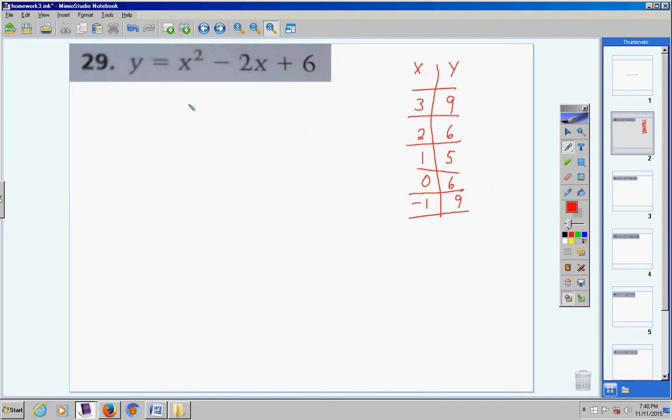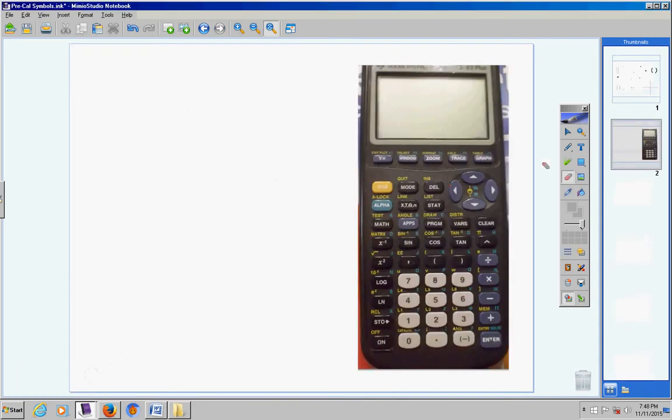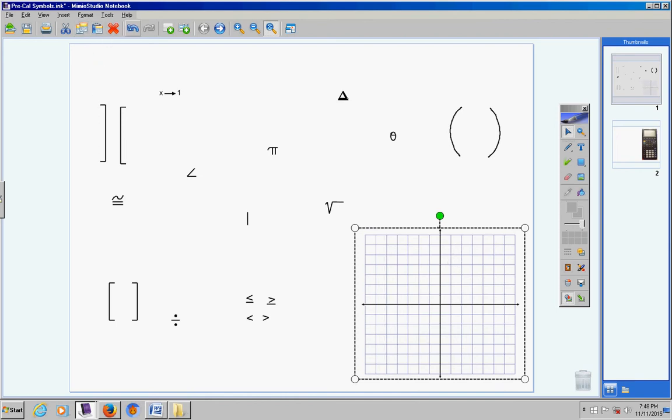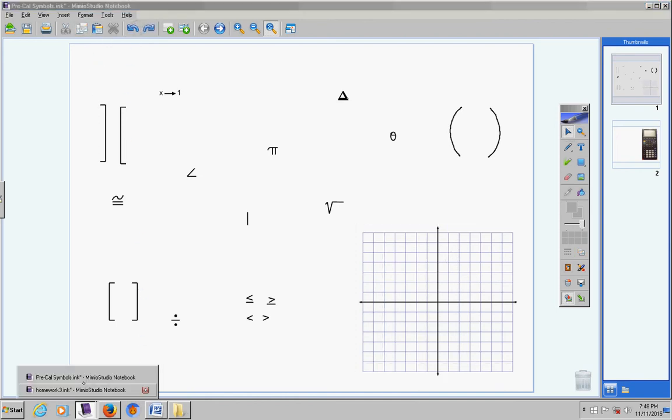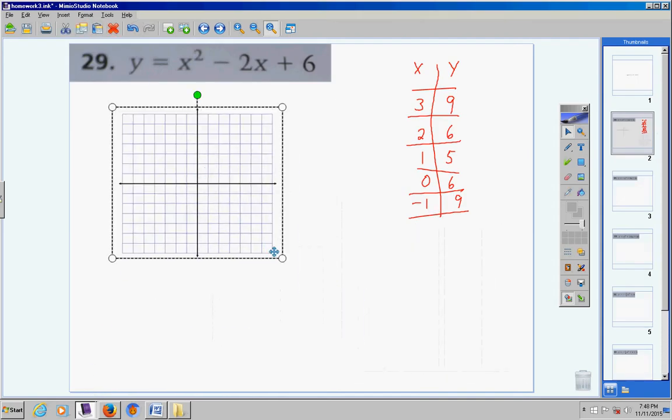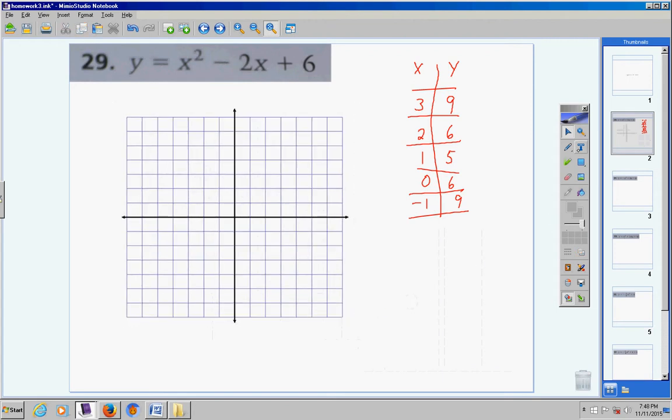Let's put a 0 in for x. 0 squared is 0. 2 times 0 is 0, minus 0, +6 is 6. So good. Now I should have done this earlier. I didn't. Let's come over here to my pre-cal thing. Let's copy this real quick. And here we go.